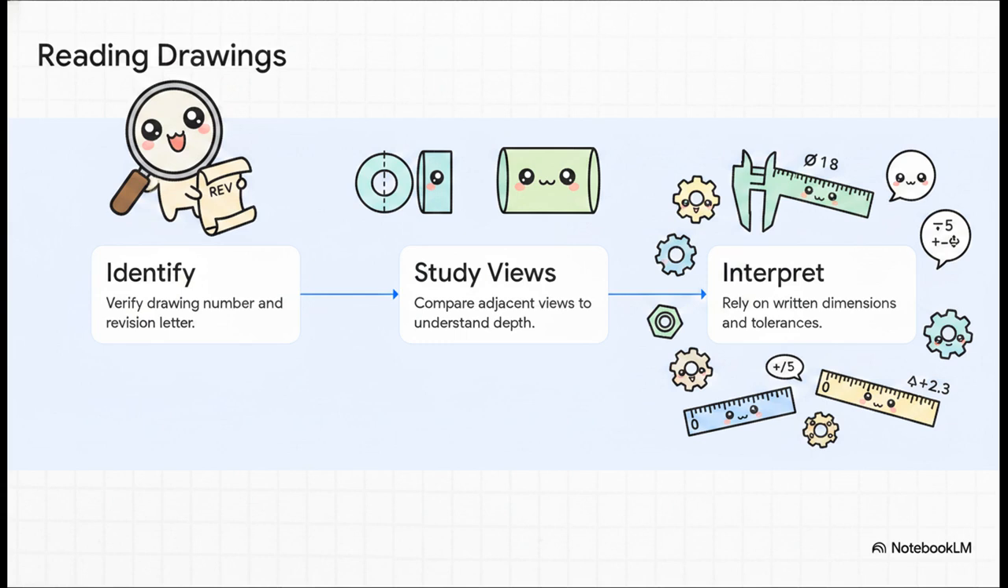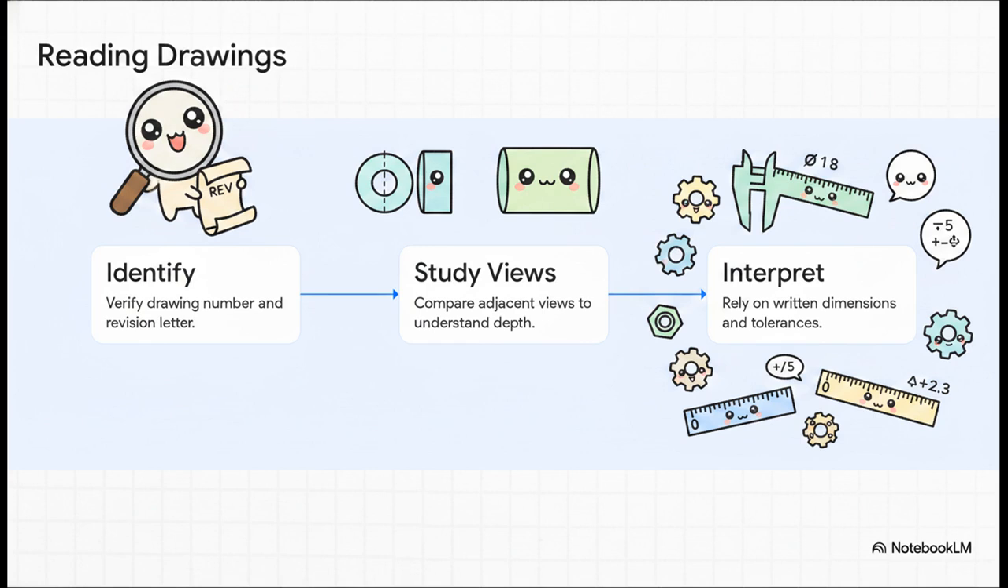So, reading a drawing is really a step-by-step process. Step 1, identifying the drawing and confirming that you've got the latest revision letter. Gotta get that out of the way first. Once you know you have the right document, step 2 is studying all the provided views. You can't ever just interpret a part from a single view. You have to compare adjacent views to get a real sense of depth.